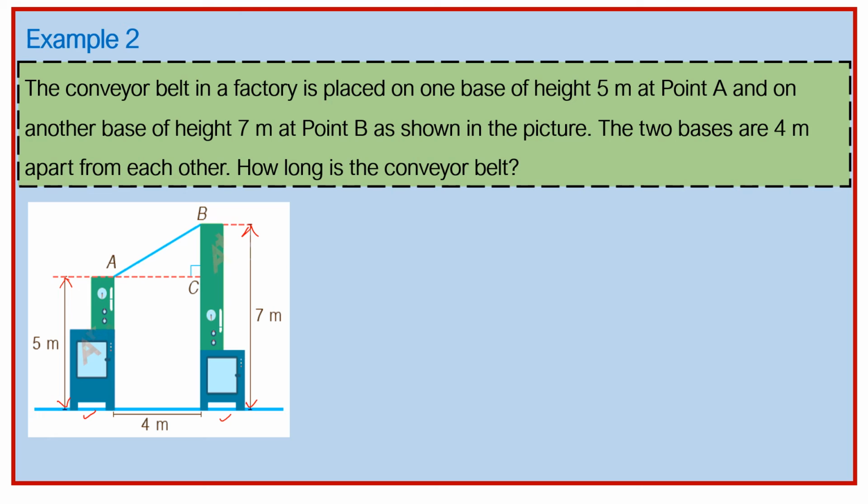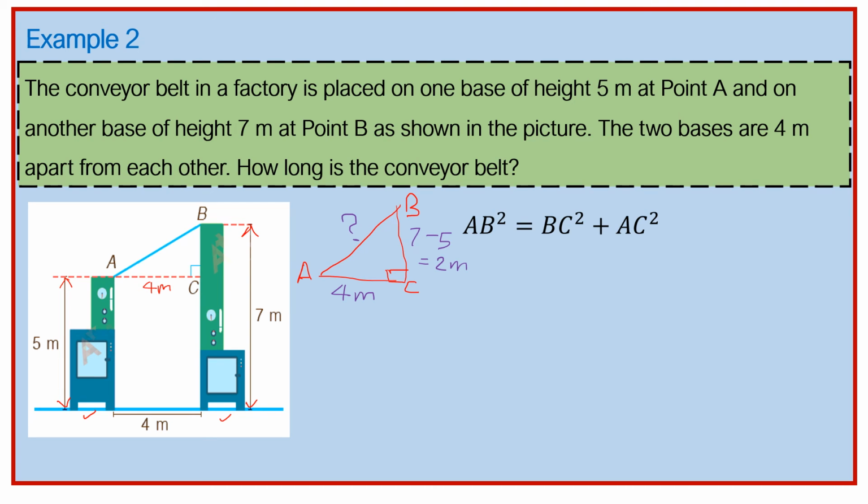Okay, so base A and B, they are 4 meters apart. So you can see that we are forming a right triangle, whereby this is A, this is C, and this is B. So you can see that AC is 4 meters and BC is 7 minus 5, which is equal to 2 meters. So for that case, we need to find AB.